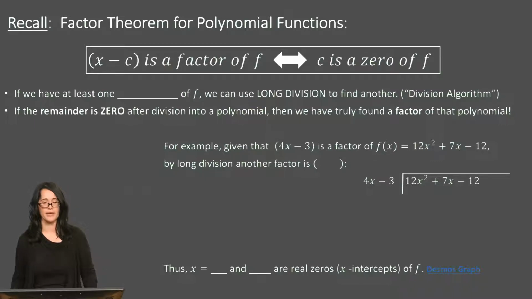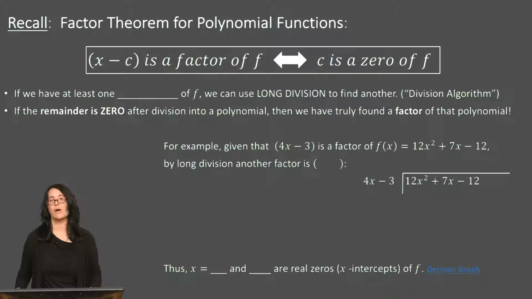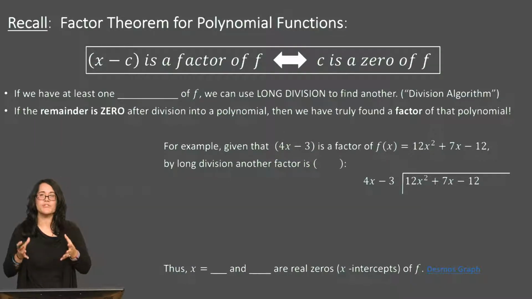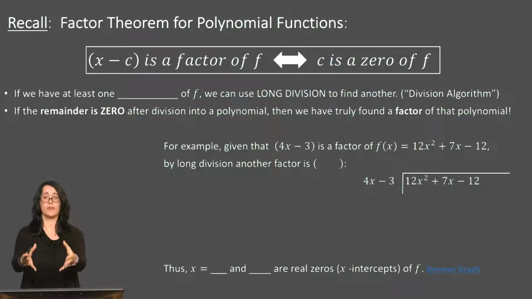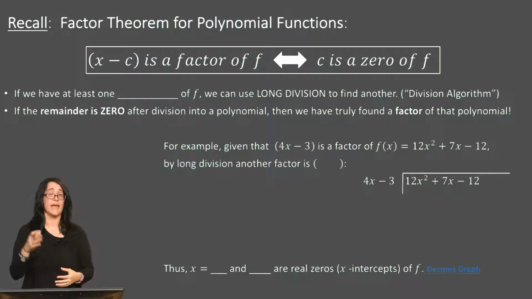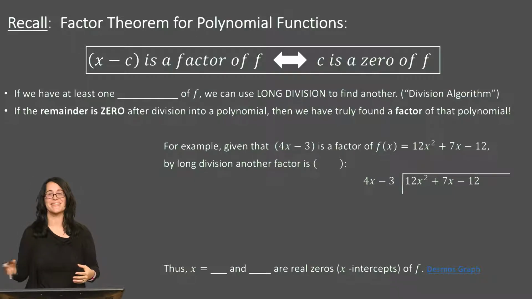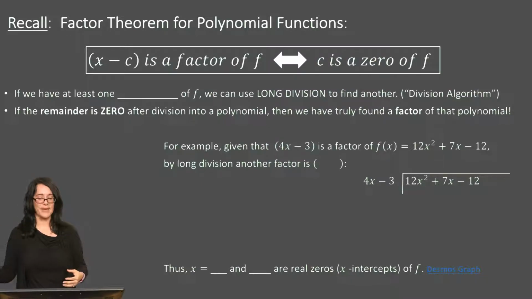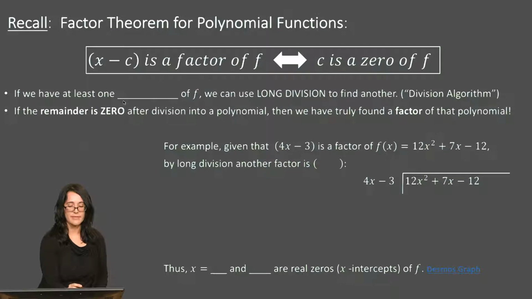They imply each other. So to fill in our first blank here in our slide, we say if we have at least one blank of a function, we can use long division to find another, and this is known as our division algorithm. What do we mean by that? Well, what we're saying here is if someone were to just hand you one factor of a polynomial, it turns out that you could use that factor and long division and other shortcuts to find another factor, okay? So the answer here for the blank is at least one factor.